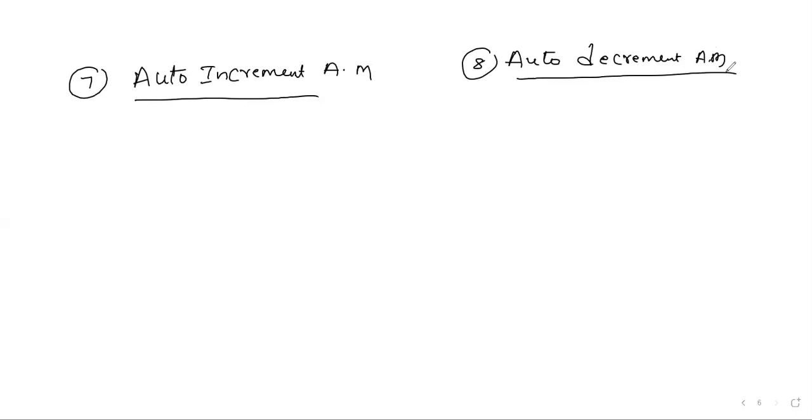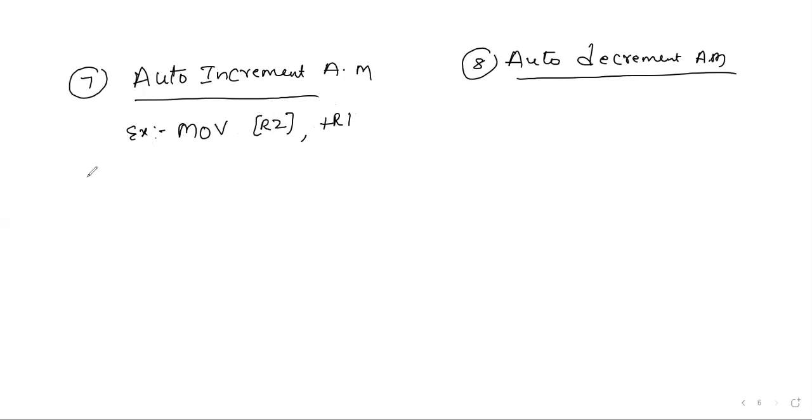We can see the instruction for this. An example for auto increment is: move (R2)+ comma R1. That means the content of the R2 register is the address from which the actual data is taken and moved into the R1 register. After executing this instruction, the content of the R2 register is incremented by 1.